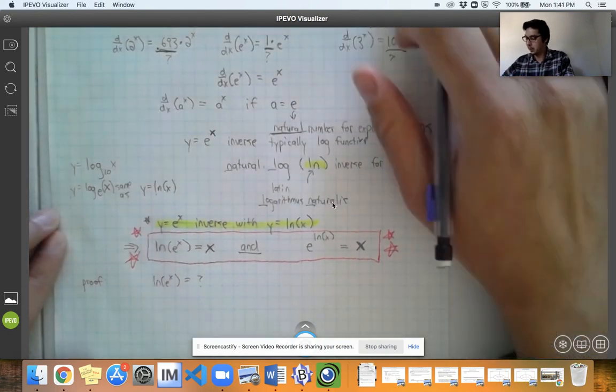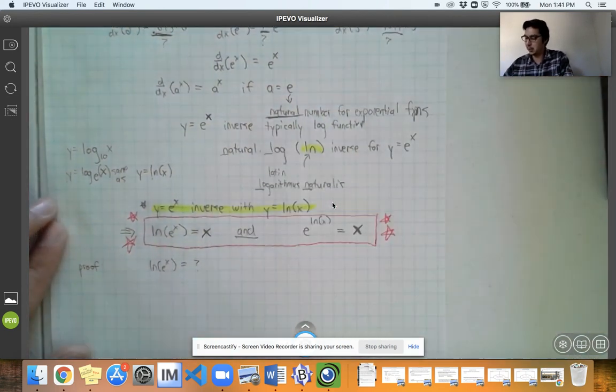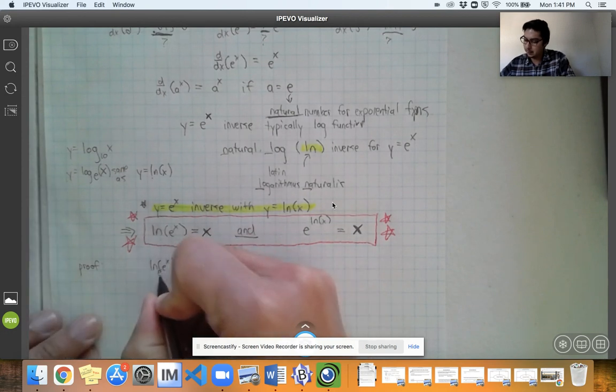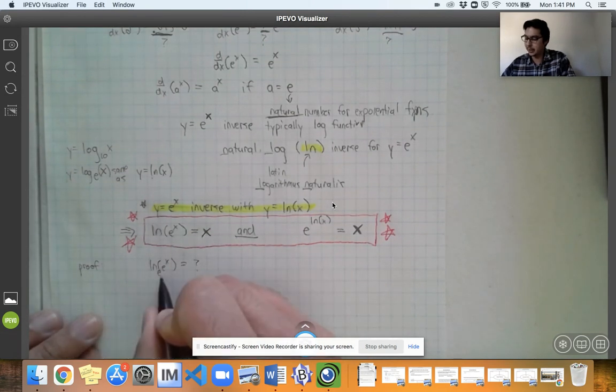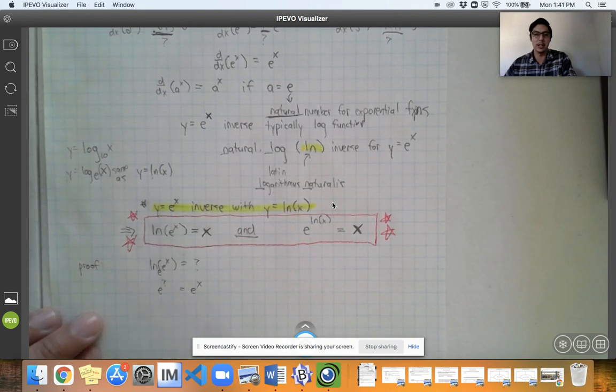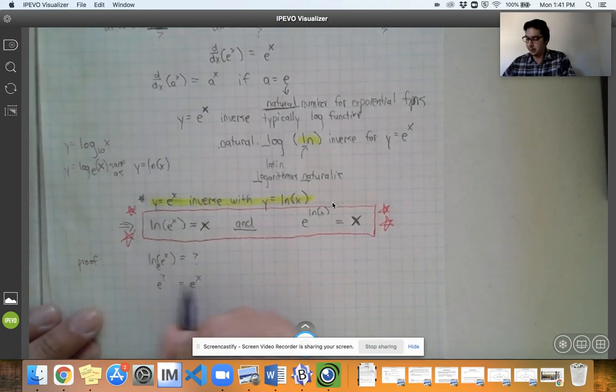Okay. So proof, why does this equal x really quick? So if we were to do this, this is base e. If we were to write this in exponential form, we'd be saying e to what power equals e to the x. That's how you convert logs to exponential form. Well then, if that's the case, that implies that it has to equal x, which therefore it is.